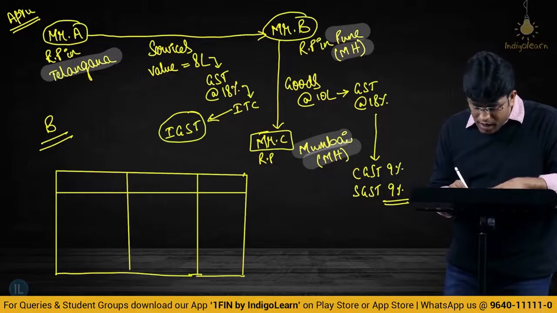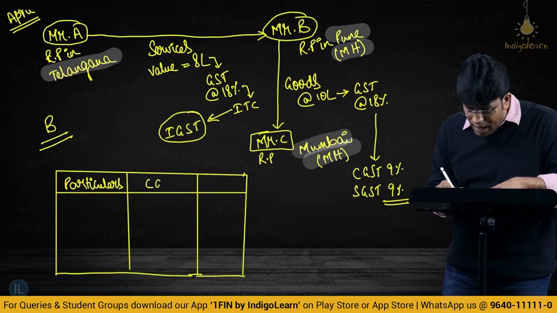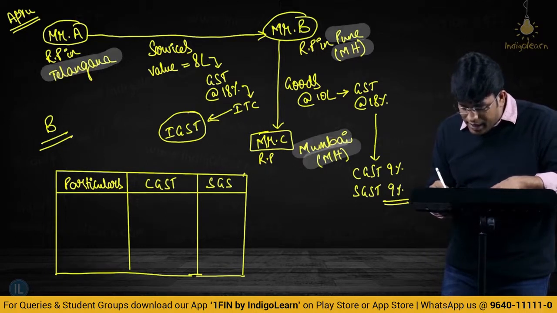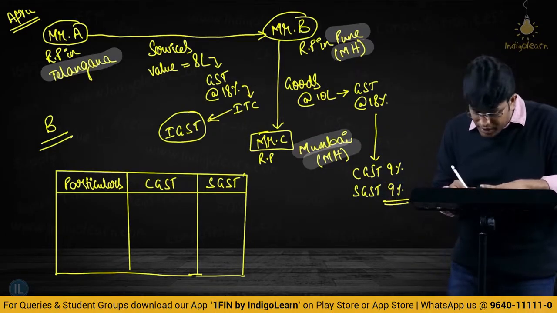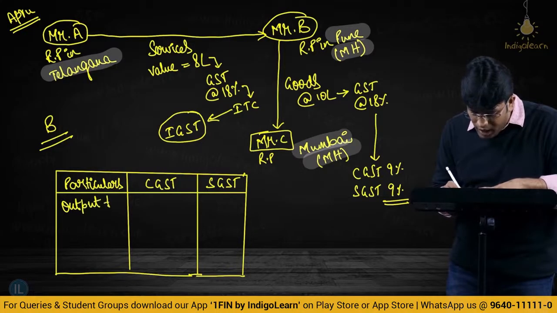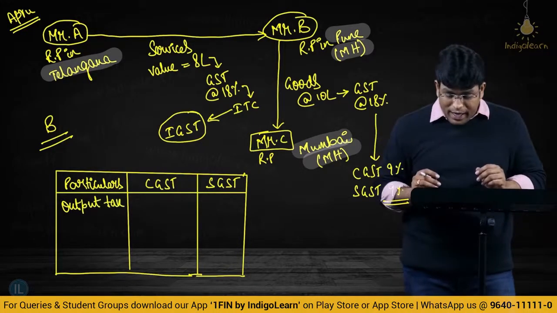Let's say, my dear friends, come on. I take three columns now. What are the columns I have? Particulars column, and I have tax to be paid as CGST and SGST. I have taken three columns called particulars, CGST and SGST. Tell me guys, what is my output tax I have to pay?